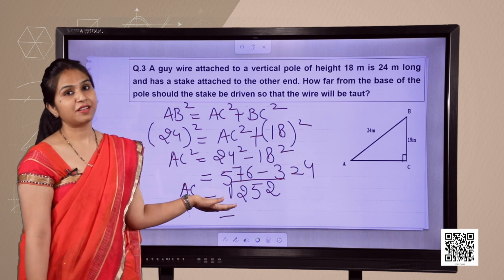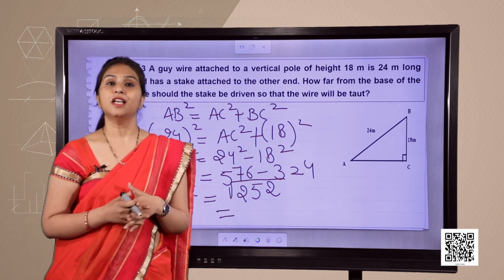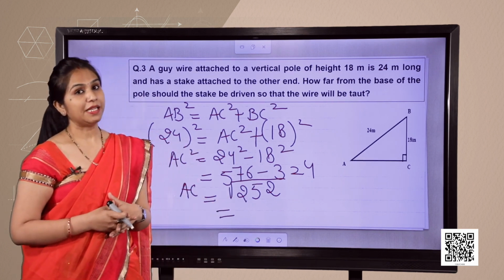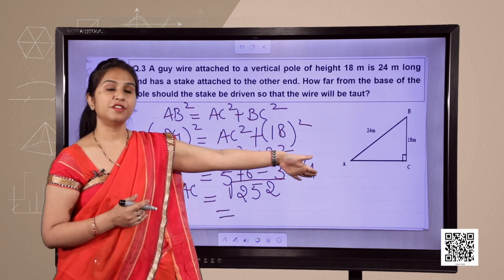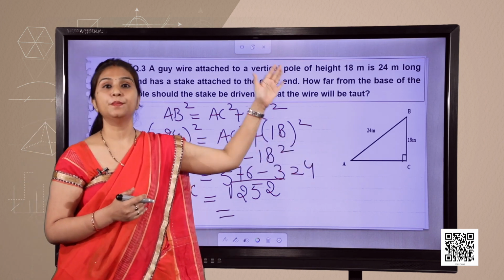You have to do prime factorization and you have to give the answer yourself and calculate the length, or the distance between the foot of the wire and the foot of the pole.